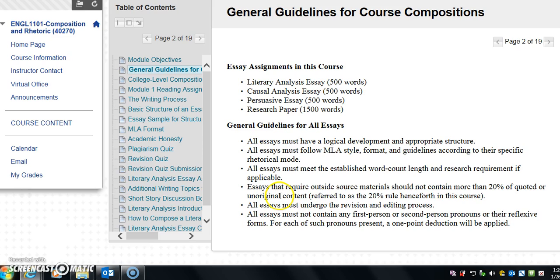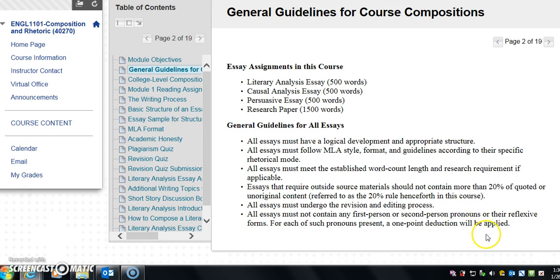Essays that require outside source material should not contain more than 20% of quotations or unoriginal content. This guideline will be referred to as the 20% rule henceforth in this course. All essays must undergo the revision and editing process. All essays, and this is very important, must not contain any first person or second person pronouns or their reflexive forms. For each of such pronouns present, a 1-point deduction will be applied.